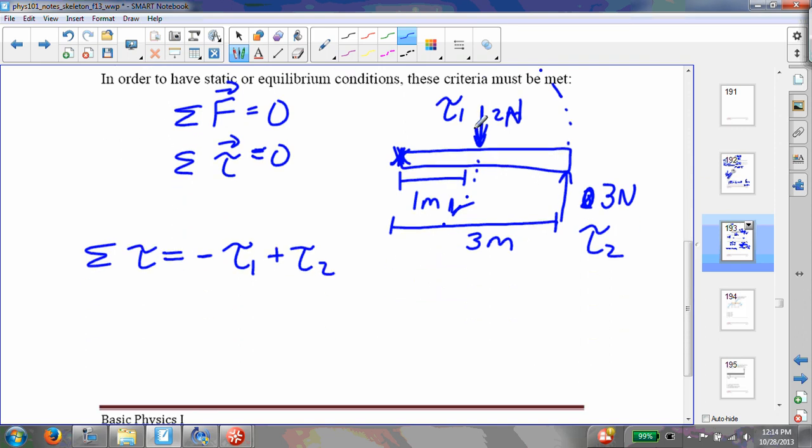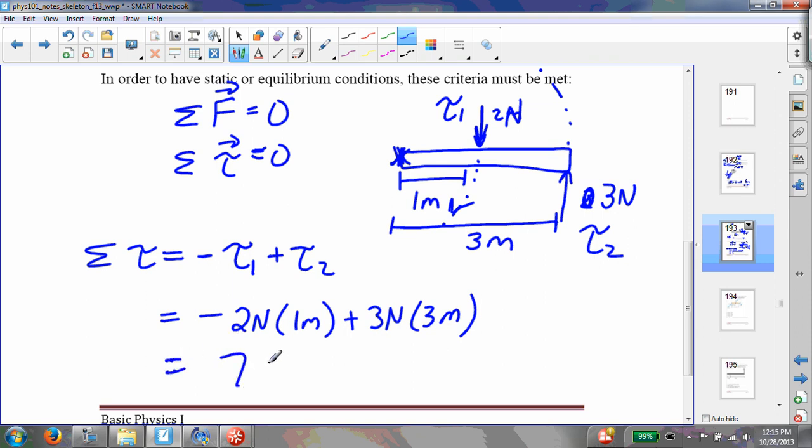All right, so I can do that if I just put in my numbers here. Now the sine of theta in both of these cases is 90 degrees, so I'm just going to leave off the sine of theta. So it's going to be negative 2 newtons times 1 meter plus 3 newtons times 3 meters. That's 9 minus 2, which is 7 Newton meters. And it's positive 7 Newton meters. That means that that torque causes a counterclockwise motion.